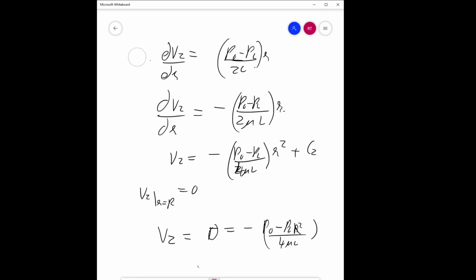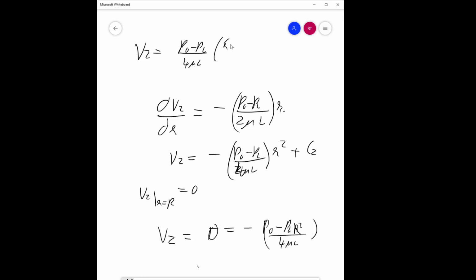Just putting this back into the equation, you will get Vz is equal to (P0 minus PL) by 4 nu L times R square minus r square. And this can be, if you take the R square out, this is just 1 minus r square by R square. Sorry about that. And this is similar to what we have observed also in the previous video when we have done it. And this is how you get the solution for the Vz.